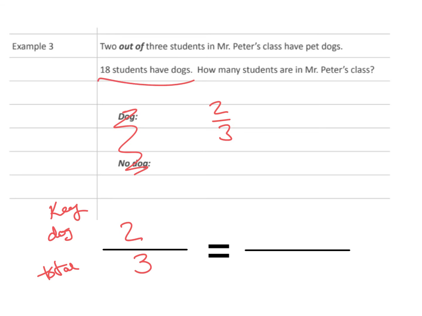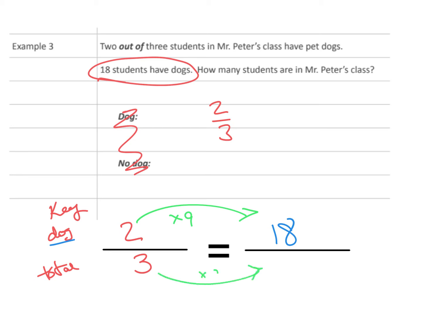The next sentence says 18 students have dogs. So since dogs is on top, I'm going to put 18 on top. And again, going across looks easy. 2 times 9 equals 18. So 3 times 9, we have 27 students in his class.